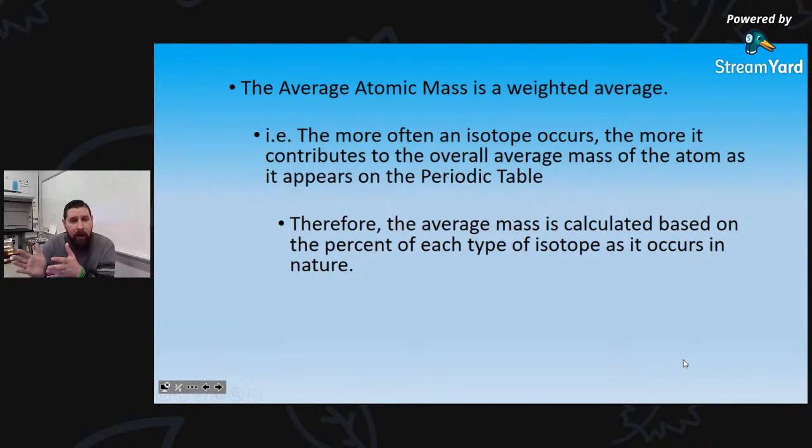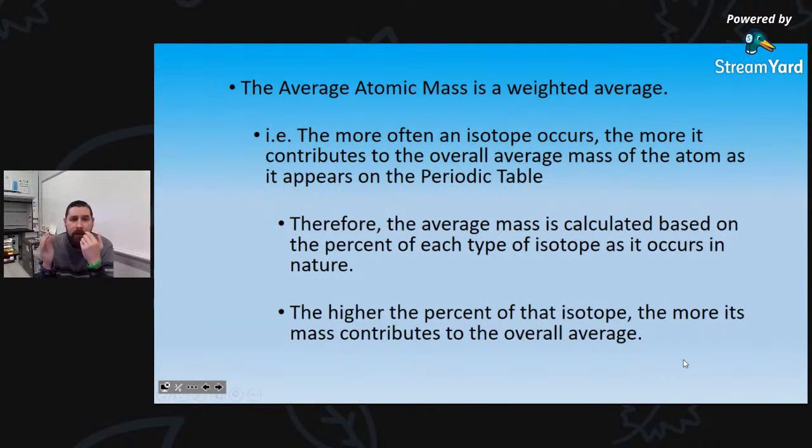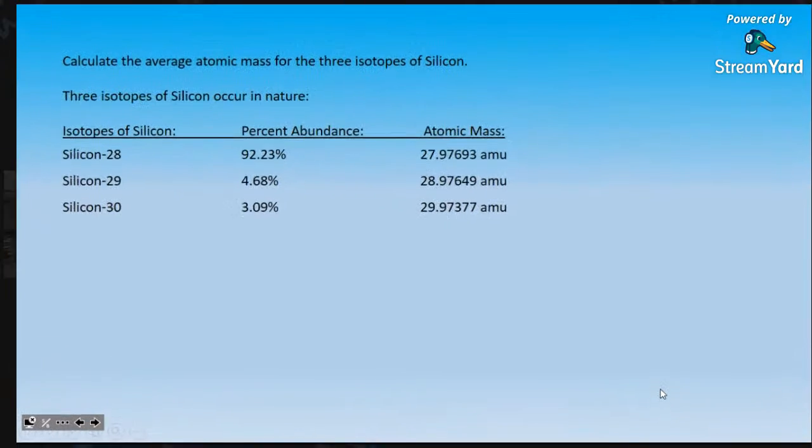In other words, if we go out into nature and get a sample of some type of element and analyze it, we're going to find different percentages of each type of isotope of that particular element. The higher the percentage of a particular isotope, the more its mass contributes to the overall average that ends up going on to the periodic table. So let's go on and take a look at some calculations.